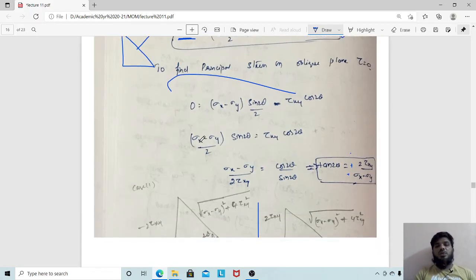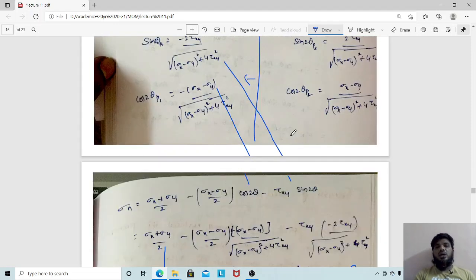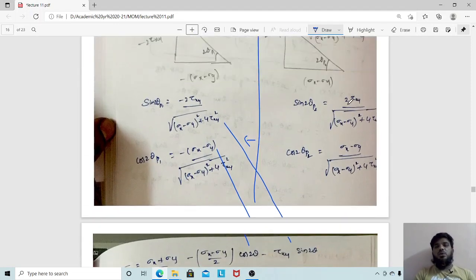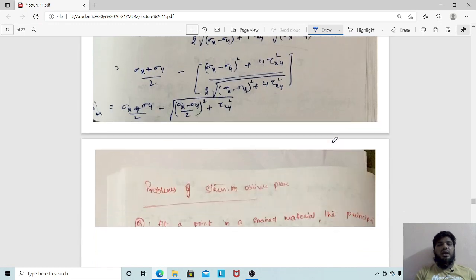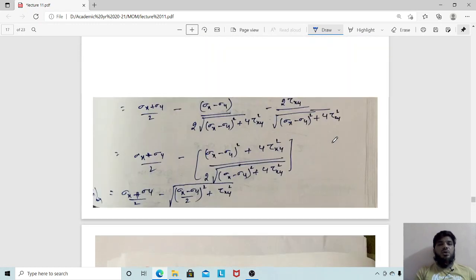What is case 2? Both are positive. So what is the sin theta you are getting here? Sin theta is equal to 2 tau x divided by root of sigma x minus sigma y whole square plus. So here also positive, here also positive. So we will go to the equation and we will substitute directly the positive values. How are we substituting?